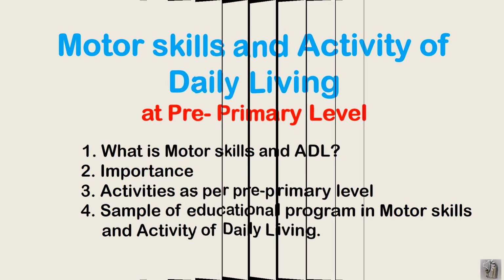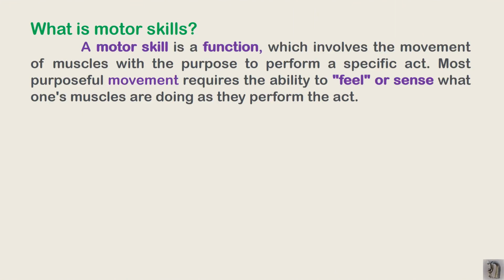So let us see what is a motor skill. A motor skill is a function which involves the movement of muscle with the purpose to perform a specific act, a specific behavior, a specific action. In daily life you do a lot of walking, you do a lot of jumping, you do a lot of things with your hands and legs, so that is your motor skills. Where you're performing some act, where you're moving with some purpose, because that's your ability to sense what your muscles are doing.